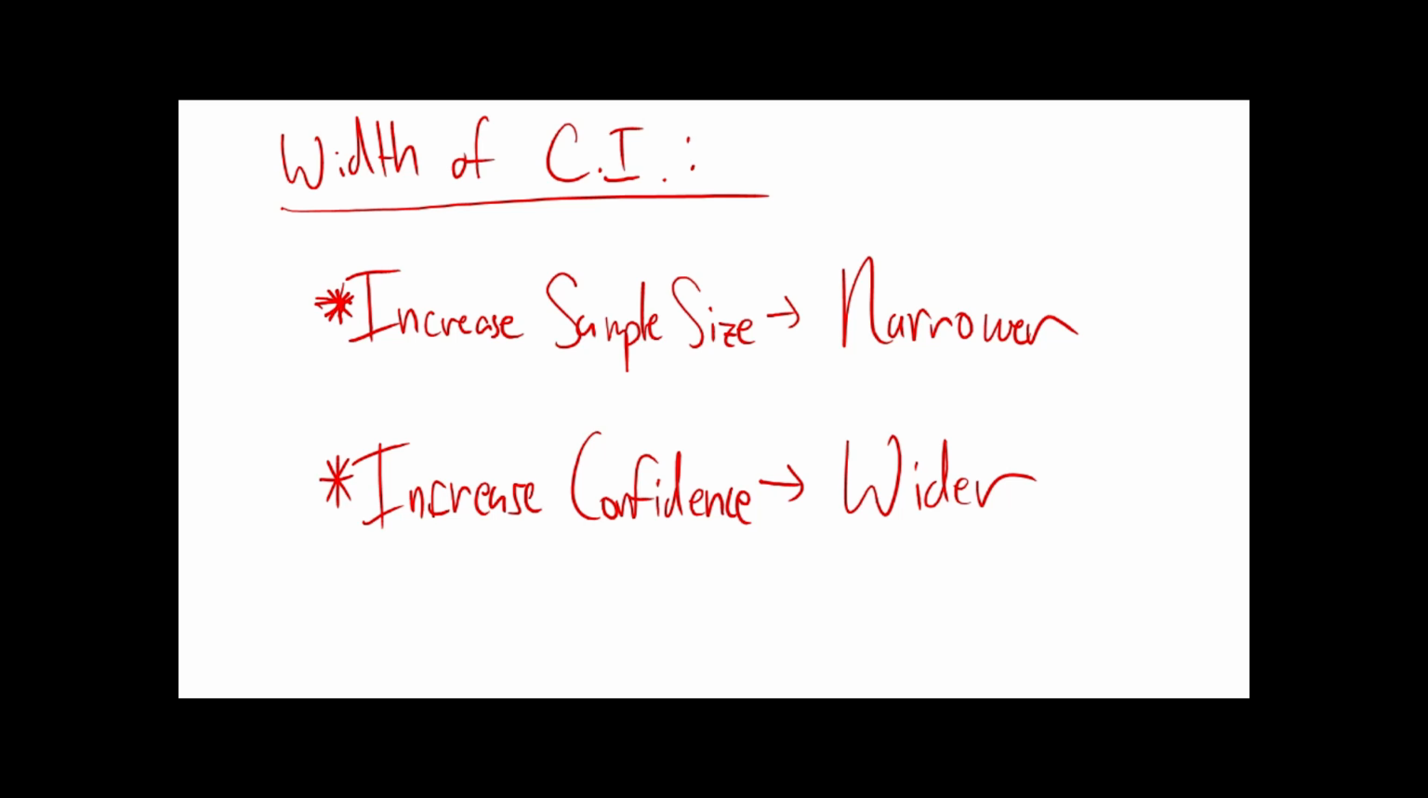Now, of course, you could do them both. You could increase your confidence and still keep a nice narrow interval. It's just that what would you have to do at the same time? You have a massive sample size. Yeah, you'd have to increase your sample size in conjunction. So you can increase that confidence and increase the sample size. So that would be one way to offset the fact that your confidence would make it wider. All right? Does that make sense?